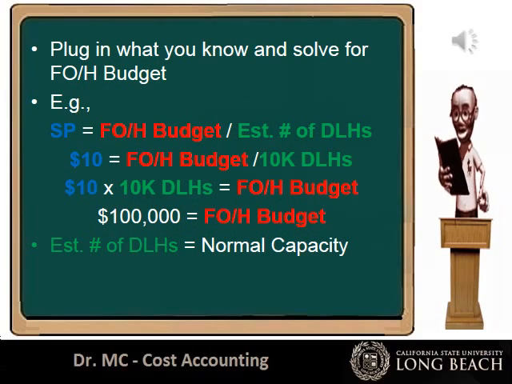For example, if you were given that the standard price for fixed overhead is $10 per direct labor hour and that 10,000 direct labor hours were assumed when the predetermined fixed overhead application rate was calculated, then you know that if you multiply 10,000 direct labor hours by $10, then you will get the amount of fixed overhead that was estimated, which is $100,000. The amount of the estimated driver is often called the normal capacity.